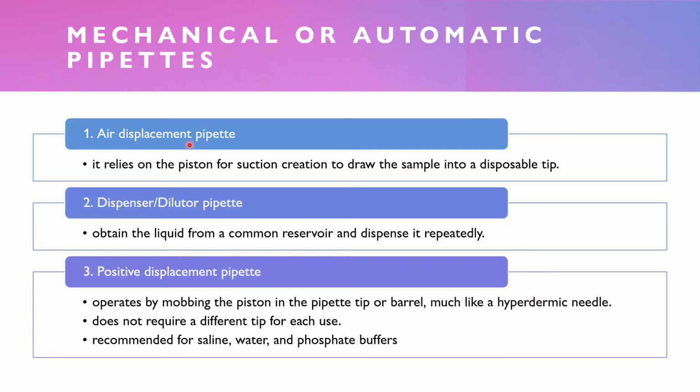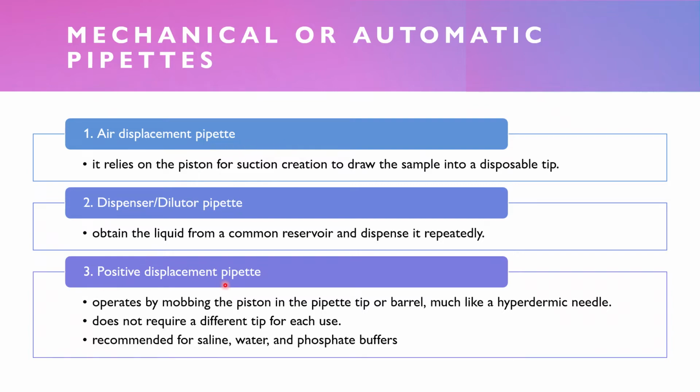An air displacement pipette class relies on a piston for creating suction to draw the sample into a disposable tip that must be changed after each use. So it has a disposable tip. The piston does not come in contact with the liquid in the air displacement type of pipette.